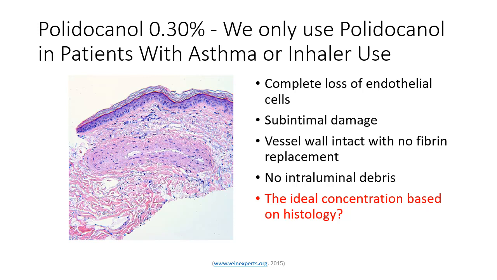Polydocanol, 0.3%. You can see in this slide, there is complete loss of endothelial cells, minor subintimal damage. The vessel wall is intact with no fibrin replacement or no intraluminal debris. Is this the ideal concentration? We think so, however, as you'll see, it's very hard to get an exact concentration that's ideal with polydocanol, since the range of activity is so small from 0.33 to 0.25, and the resultant changes are marked.